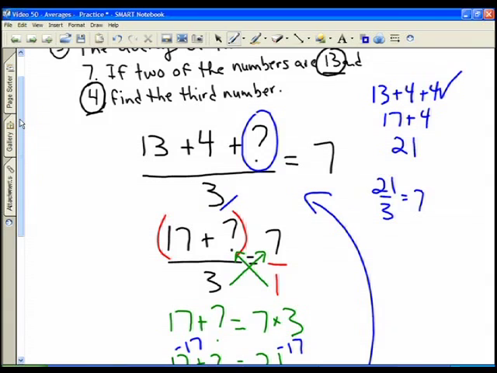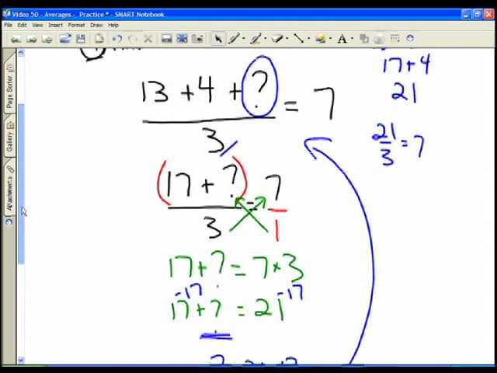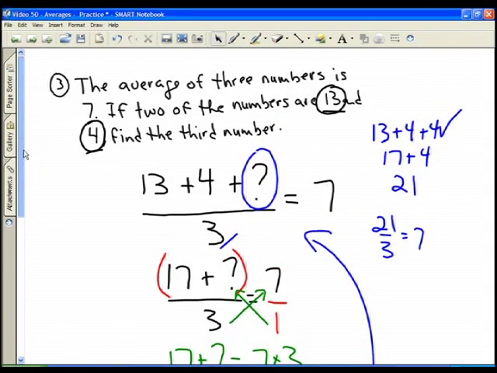So that gives you an idea of how to calculate a value when you know the average and you have one missing. So I hope that gives you some good practice and a good idea of if you understand averages and how they work.